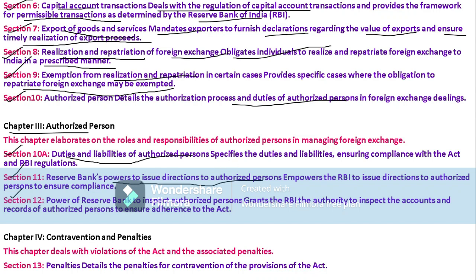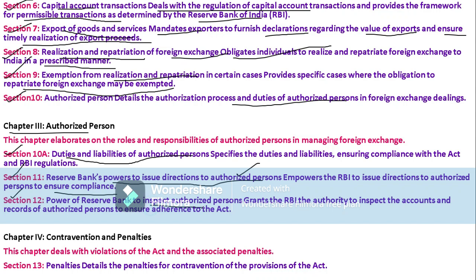RBI works under the directions and recommendations of the central government. This RBI has powers to issue directions to authorized persons, and it empowers RBI to issue directions to ensure compliance. Compliance means they have to work according to the laws, fulfilling the Act and the RBI rules and regulations. And coming to Section 12, powers of the Reserve Bank to inspect authorized persons.